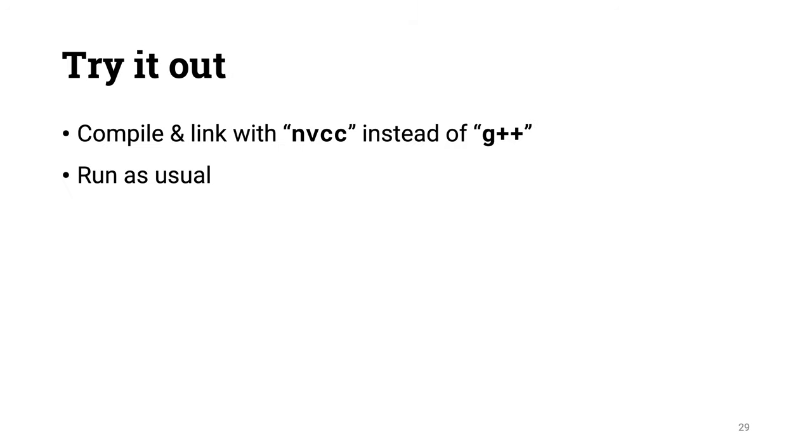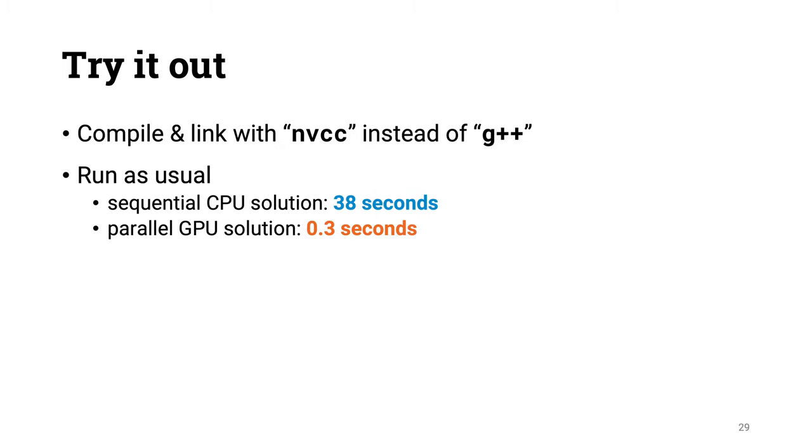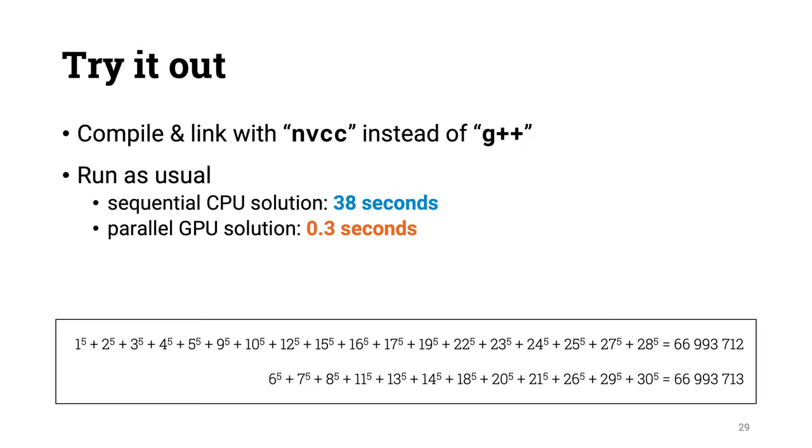Compile it, run it, and see what happens. As a baseline, the sequential CPU solution would take roughly 38 seconds. If you try out the GPU version, the performance improvement is really significant. It takes only 0.3 seconds. And this already includes all overhead related to allocating memory, launching kernels, copying results back, doing post-processing, etc. And if you're curious, here is an optimal solution. You can find a split in which the sums differ by only one.